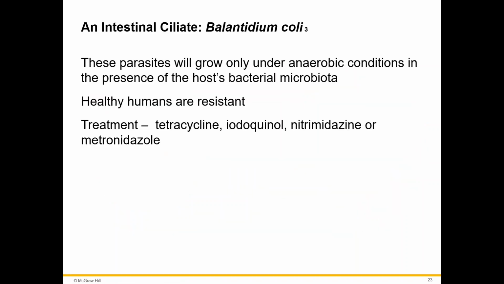Basically these grow under anaerobic conditions, no O2, in the presence of the host's bacterial microbiota. They're getting comfortable within your body with these other microbiota in you. Healthy humans are fine and resistant. But if it does get in you and you've got a weakened immune system, you're going to have to really be careful and get this treated.